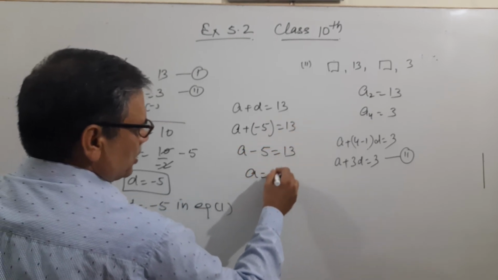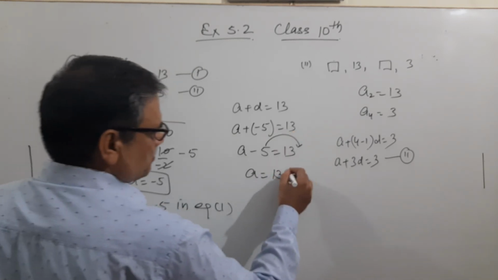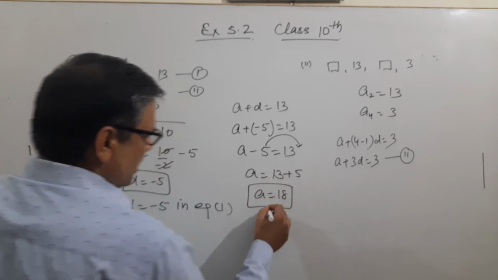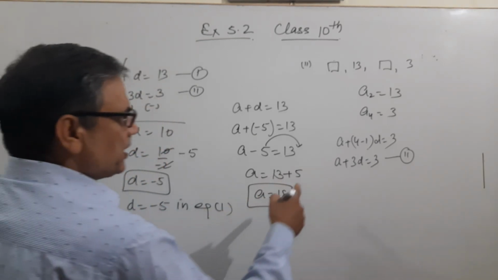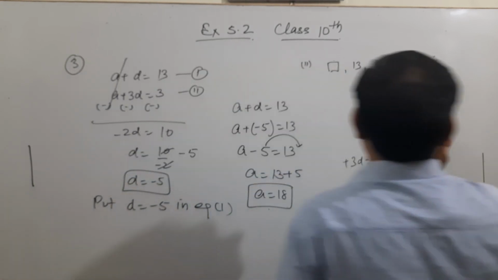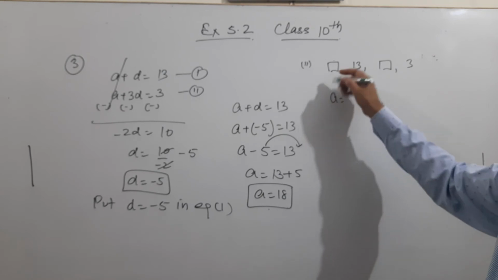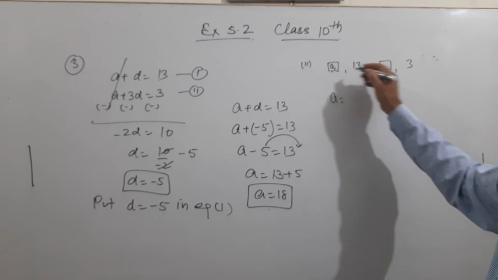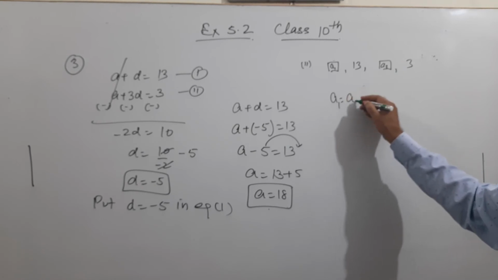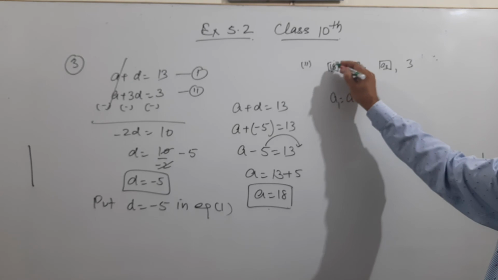So A is equal to 13 plus 5, since the minus will be transferred and become plus 5. A is equal to 18. A is 18, D is minus 5, and then we can find out A. Here is what we have to find out, this box: A1 and A3. A1 means A, which is equal to 18. So this answer is 18.